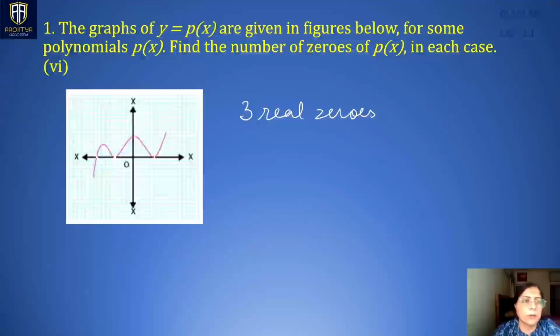So this was all about this first exercise. We just have to look at the graph and tell the number of real zeros in every case. So I hope this was very easy.